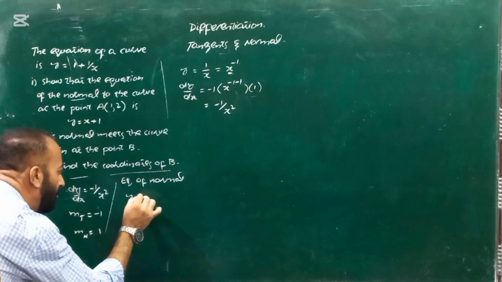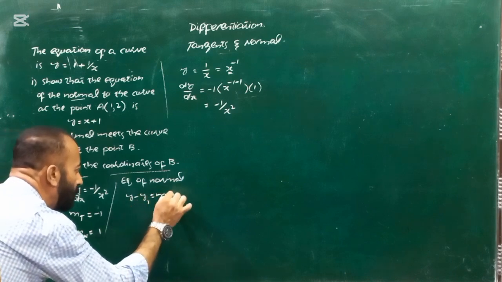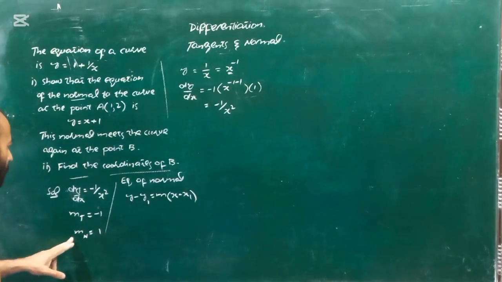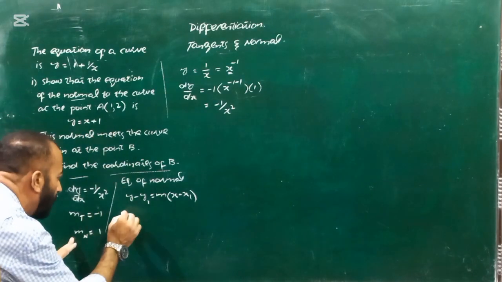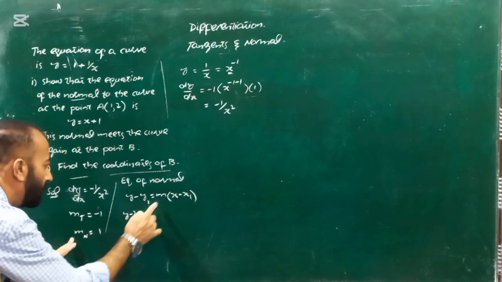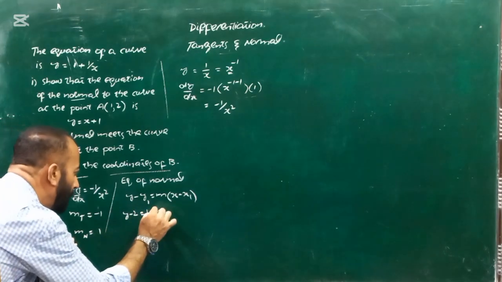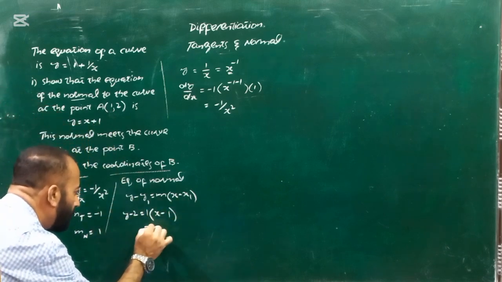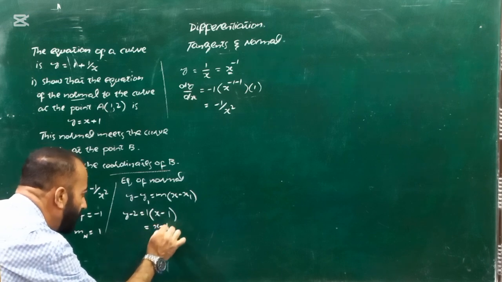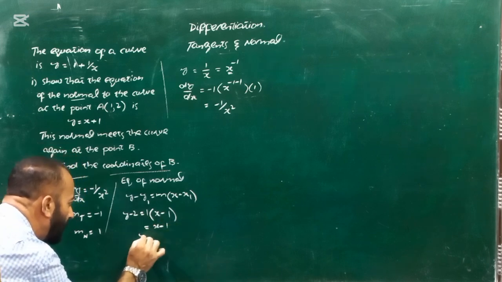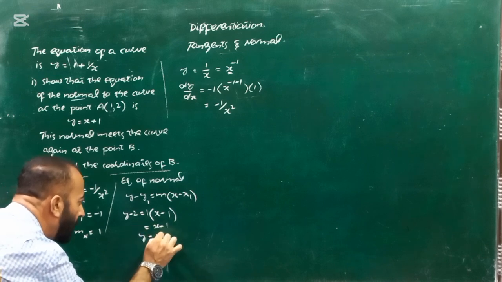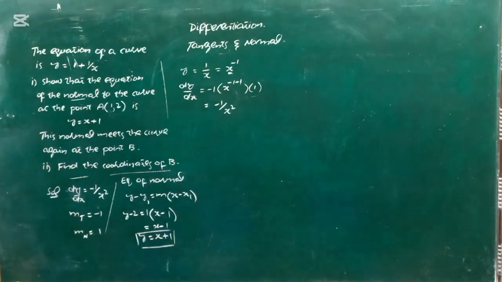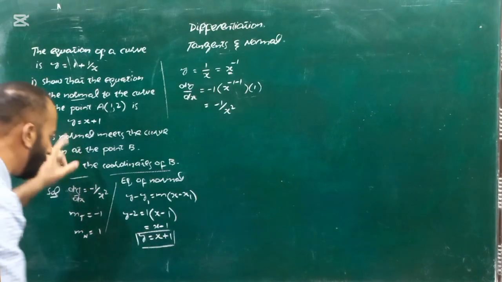The formula used here is y minus y1 is equal to m into x minus x1. This is the formula which is used. So here is the point, y minus y1, so y minus 2 is equal to the gradient of the normal, that is 1, into x minus x1. x1 is 1. So opening the bracket, x minus 1 will be equal to this. In the next step, this minus 2 will go to the right side. So y equals x plus 1. This is the equation of the normal. So look now, this is what we had to prove. So it is proved.